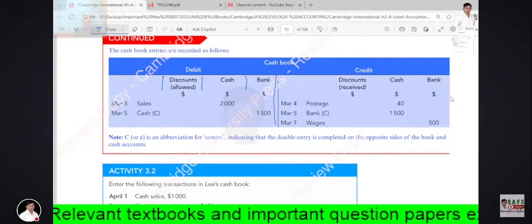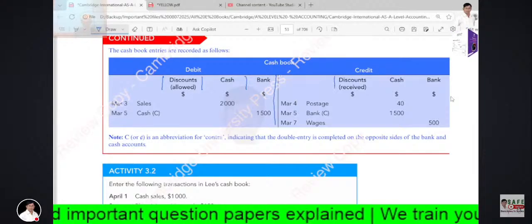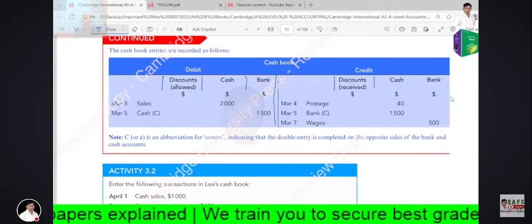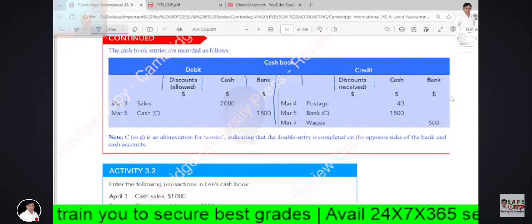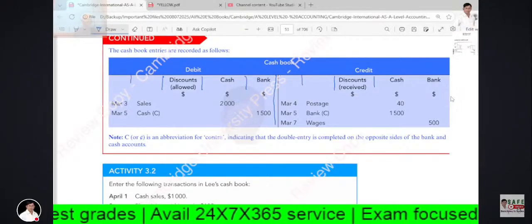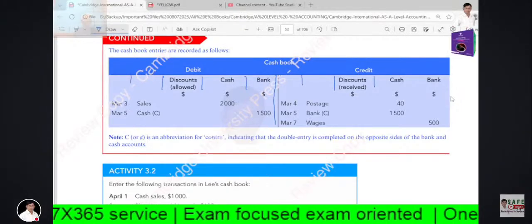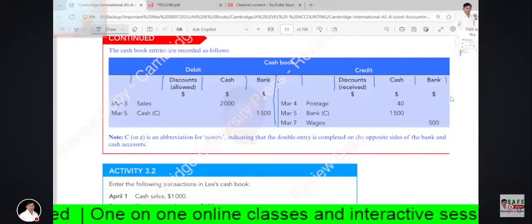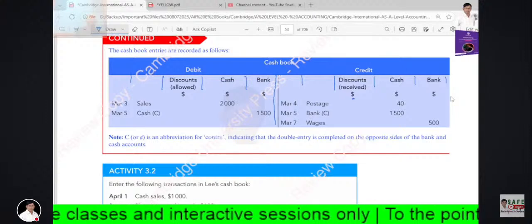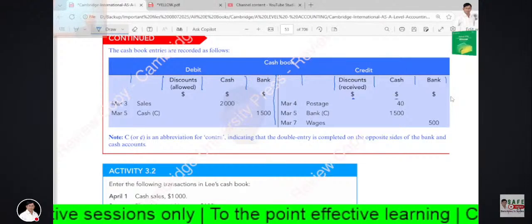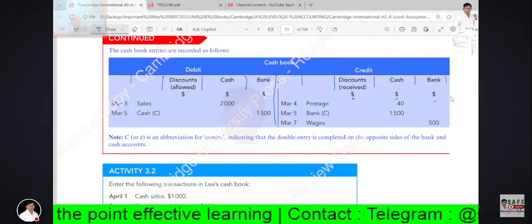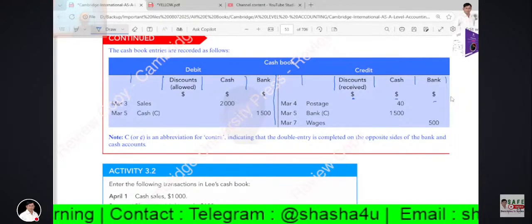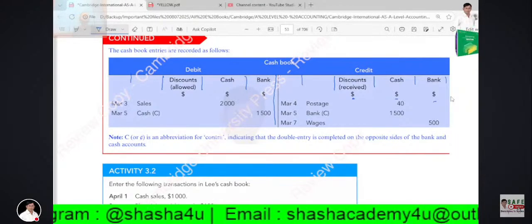Similarly, this side also has one column, another column, and date. So: date, details or particulars, then discount received one column, cash one column, bank one column, and the currency, of course, whether dollars or pounds or whatever, we have to write here. This is how it is. We have to write this in this particular format.